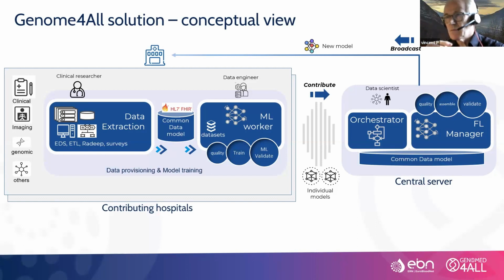Back to what Davide is saying, and not overlapping what you have already described, on the left-hand side you have the different contributing hospitals. Here we represent only two, but each of these hospitals has its own source of record. If I look at the data flow, it's going from left to right. The source of record comes from the data source of the hospitals. You have a first platform component, which is in charge of the data extraction that we have discussed previously, and which, as I explained before, uses either ETL, RADEEP, surveys, or EDS. And you have the common data model in the contributing hospitals, which is based on FHIR and consolidates all of this data together into a single data model.